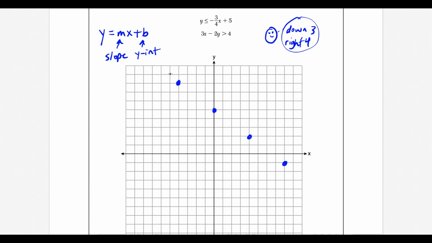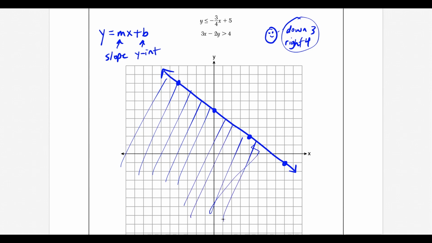So then what I do from here, because this is less than or equal to, all these points here are solid, and I'm going to connect them with a solid line like this. So this is an important step, that we connect it with a solid line. And because this is less than or equal to, I'm going to shade everything under the line like this. So I'm going up to the line, and I'm just going to shade everything under just to highlight what the solution set is here. So here's our solution set.